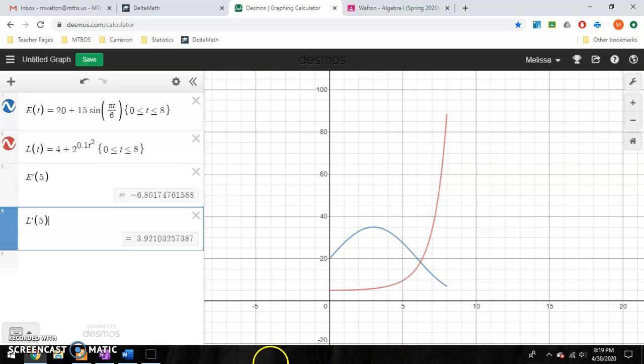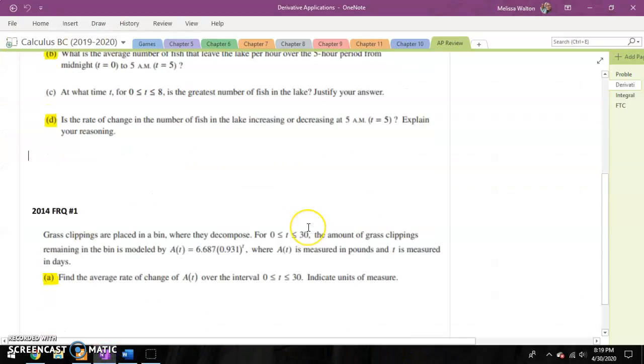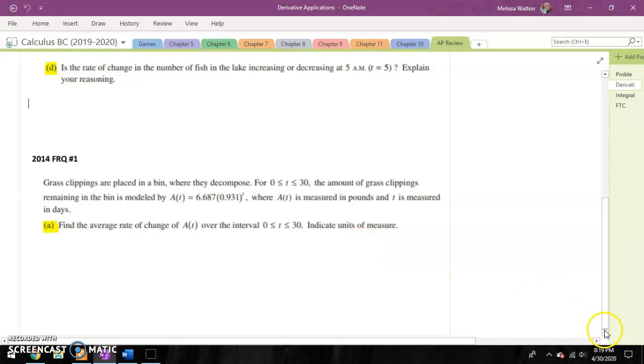All right, we had one other question about derivatives, and that is the very first one. Grass clippings are placed in a bin where they decompose. The amount of grass clippings in the bin is modeled by A of t, where A of t is measured in pounds and t is measured in days. Find the average rate of change of A of t over the interval. As soon as I see average rate of change, I want to know what is my overall change between 0 and 30.